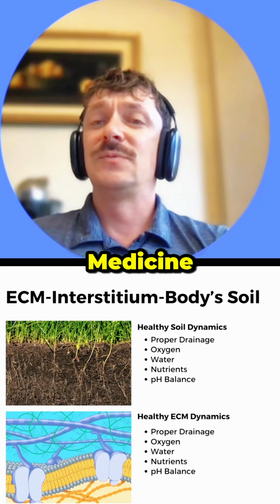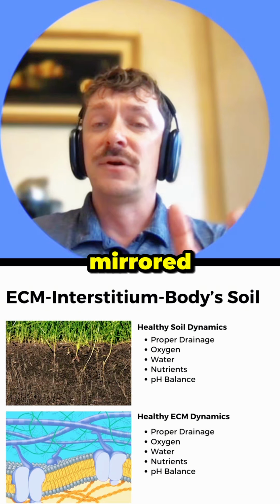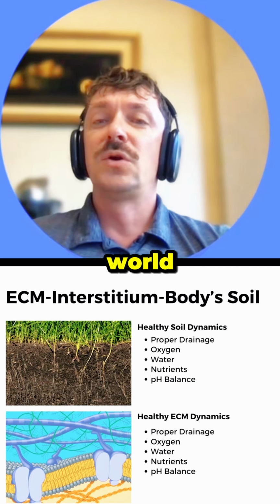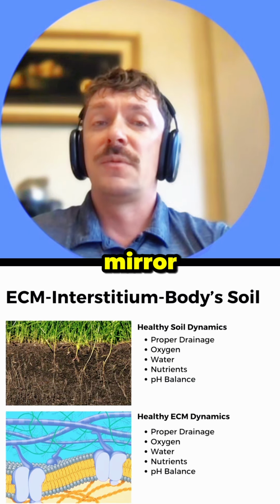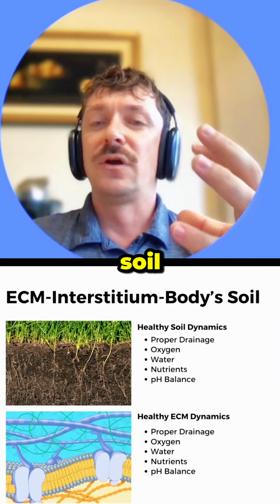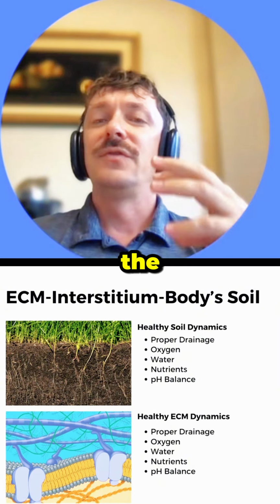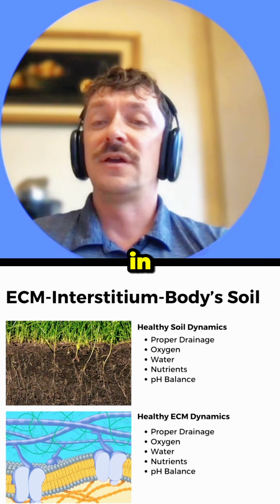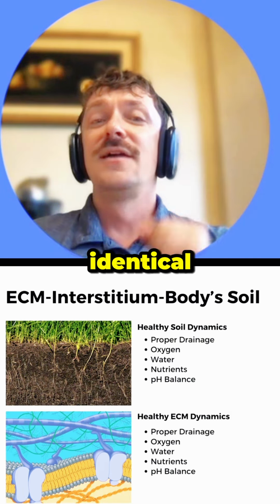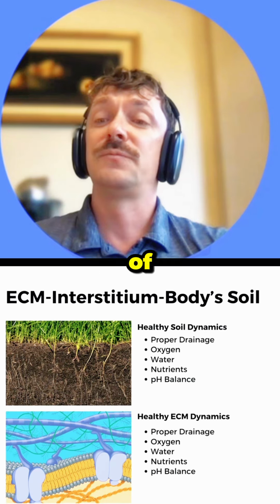And in Chinese medicine, we say that the macrocosm is mirrored in the microcosm, and the microcosm is mirrored in the macrocosm, that the external world is a mirror of ourselves, and we are a mirror of the external world. And so this really important dynamic of the soil, we talk about the soil of the earth, the soil of our environment, is really the soil in our bodies as the extracellular matrix, and the dynamics are identical. Identical dynamics in terms of proper health.